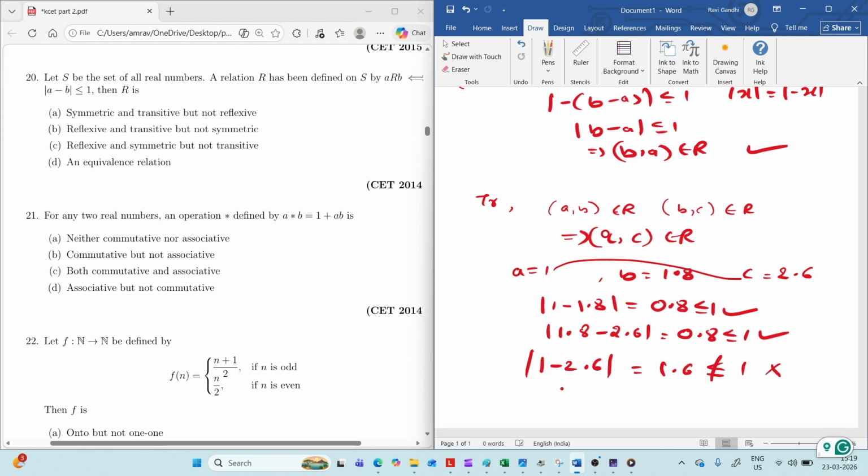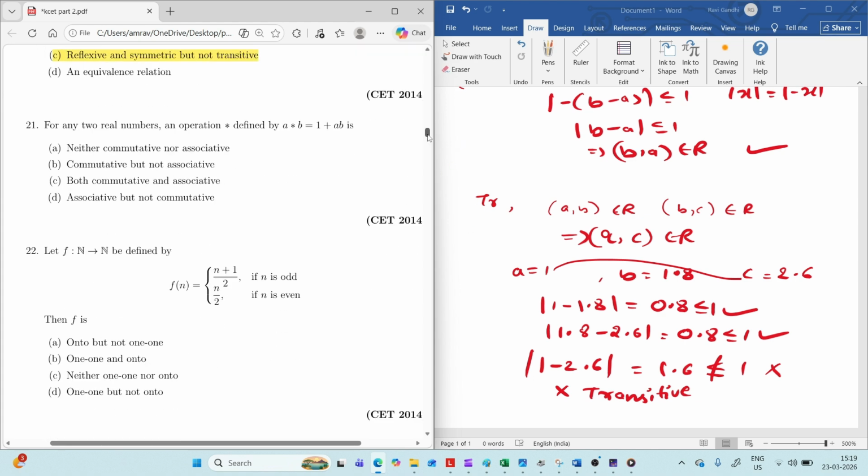So for the third condition, this has not been satisfied. What do you conclude from this? We conclude that it is not transitive. The transitive condition is not satisfied. So which is the right option? It is symmetric, reflexive, but not transitive. That is option C is the right option. So moving on to the next question.